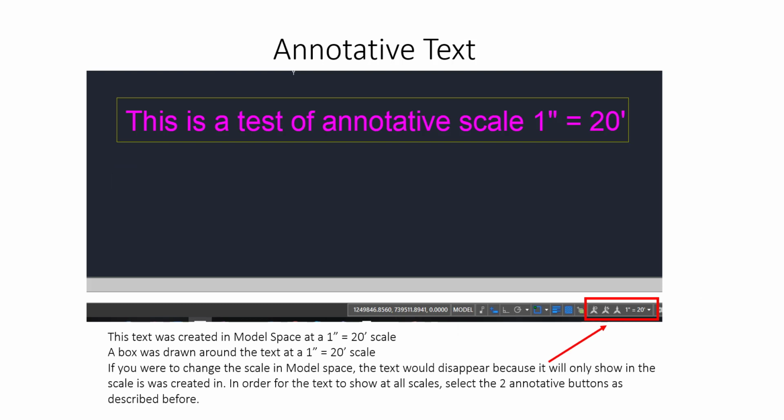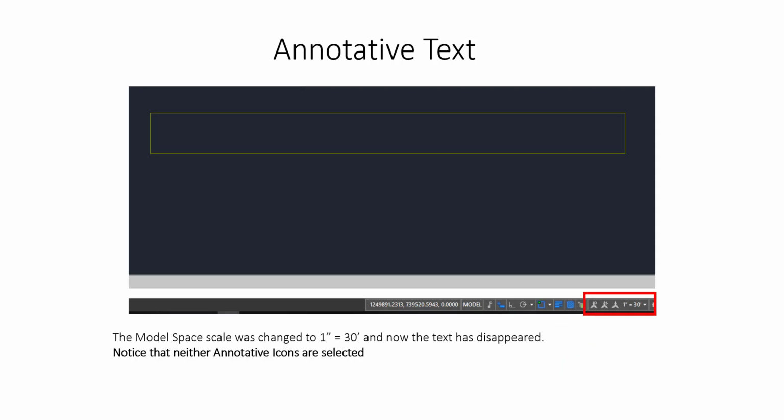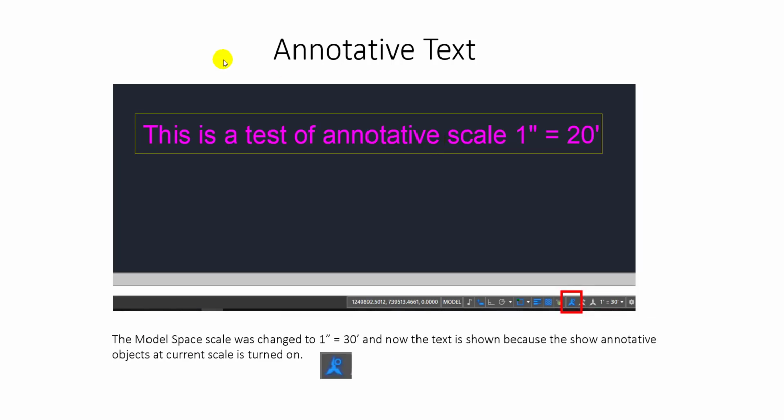So this text was created in model space at 1 inch equals 20 foot scale. Box was drawn around the text at 1 inch equals 20 foot scale. If you were to change the scale in model space, the text would disappear because it would only show in the scale it was created in. In order for the text to show at all scales, select the two annotative buttons as described before. So once we change that scale from 1 inch equals 20 and we change it to 1 inch equals 30, you'll notice there's no text showing. Now we go back and change it. 1 inch equals 30. Now the text is shown because objects at current scale is turned on.